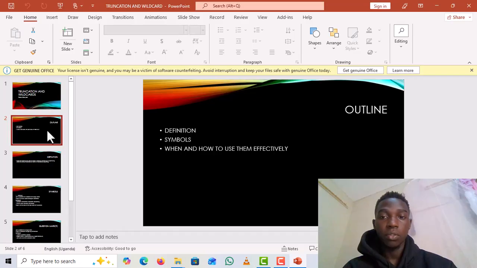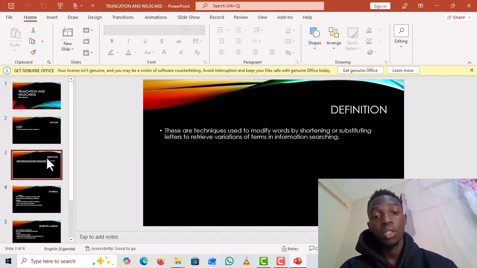Those are the spellings for truncation and wildcards. So we are going to see the definition, we are going to see the symbols, and when and how to use them effectively. So let's begin with the definition. These are techniques used to modify words by shortening or substituting letters, retrieving variations of terms in information searching.